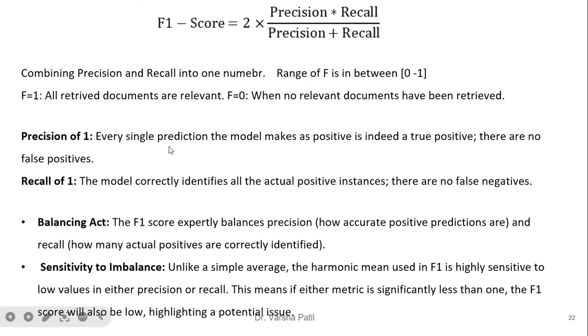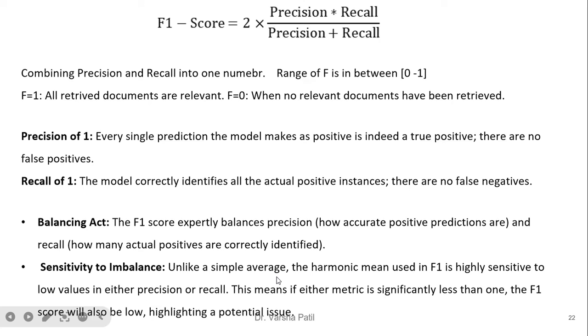The range of F is between 0 to 1. When F equals 1, all retrieved documents are relevant, and when F equals 0, no relevant documents have been retrieved. Precision of 1 means every single prediction the model makes as positive is indeed a true positive, there are no false positives. And recall of 1 means the model correctly identifies all actual positive instances and there are no false negatives. Balancing act. The F1-Score expertly balances precision and recall.